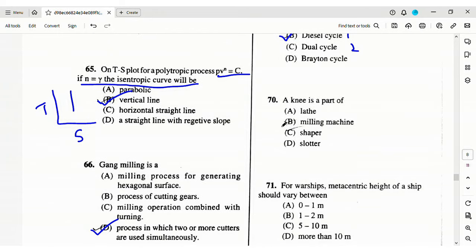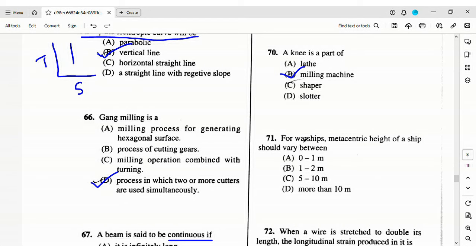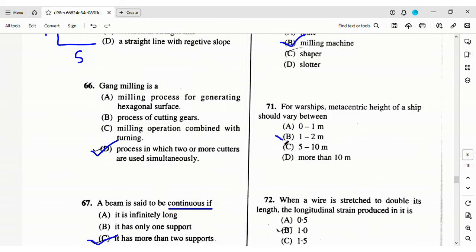A knee is a part of milling machine. For war ships, the metacentric height of a ship should vary between 1 to 2 meter.